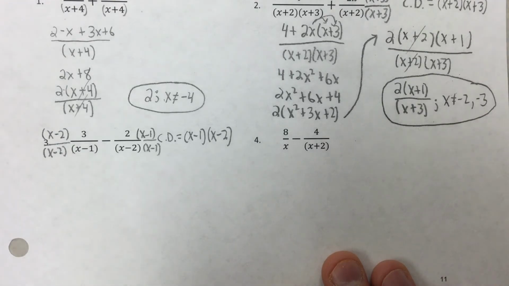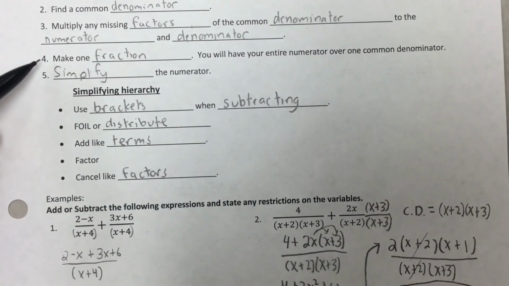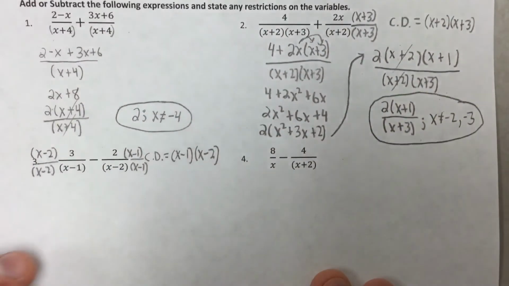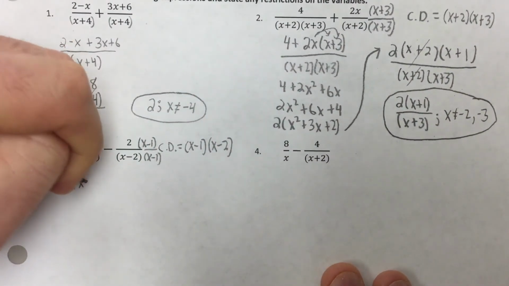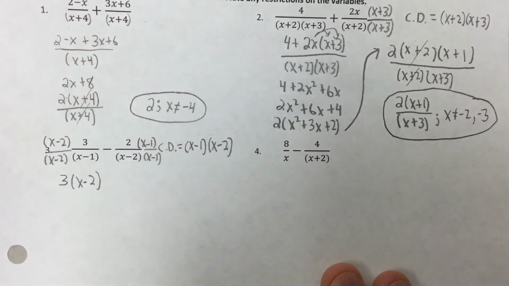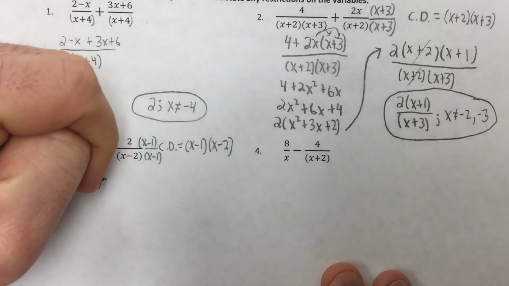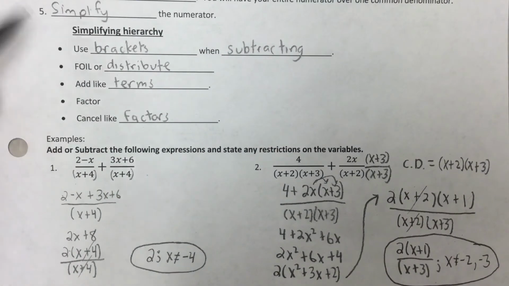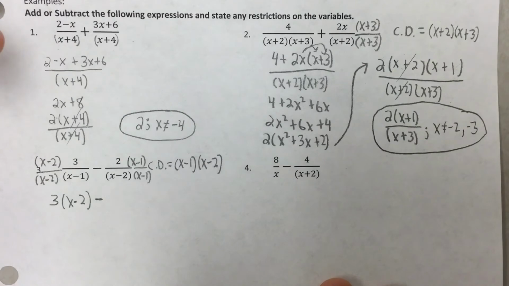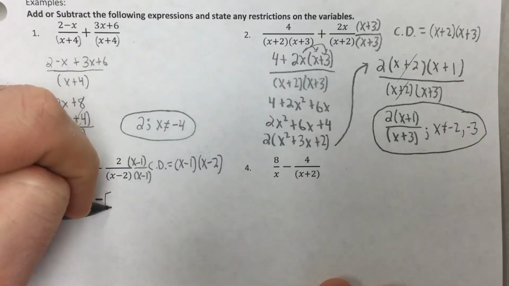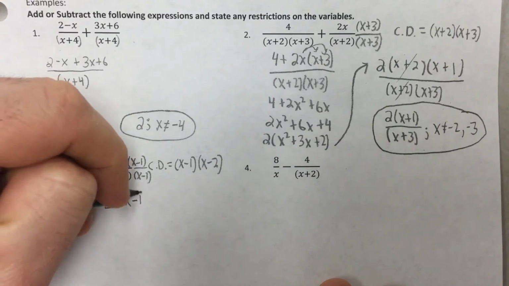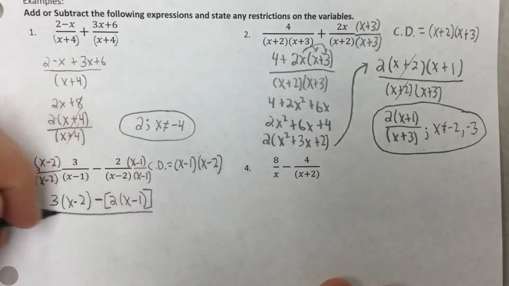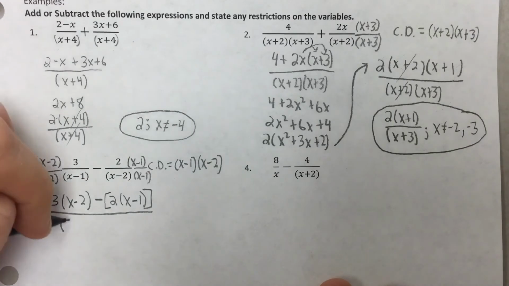So I have to multiply the top and bottom of the second fraction by x minus 1. And then we make it one fraction. So our numerator is going to be 3 times x minus 2. And then I have minus, and one thing it says here is when we're subtracting, use brackets. So we have minus a negative 2 times x minus 1. And that's all over my common denominator.